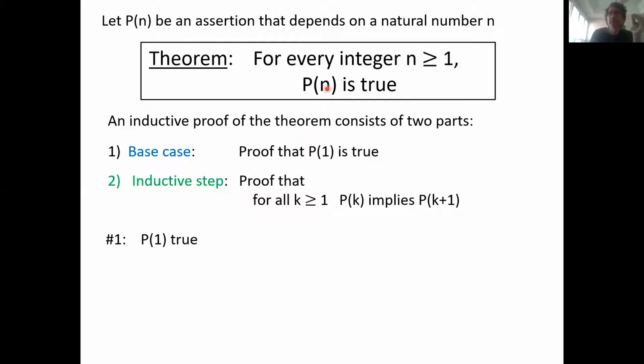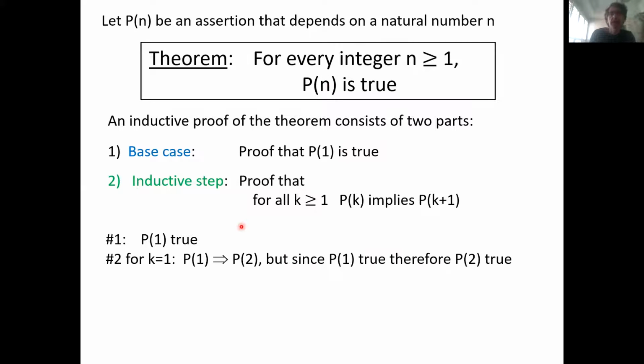So let's first ask, have we proven that P holds about n equal 1? Yes, of course, in this part. Now, have we proven that P holds about 2? Well, in this part, we have proven that for any k greater than or equal to 1, P(k) implies P(k+1). So instantiate this statement with k equal 1. Then in particular, it means that P(1) implies P(2). But we already know that P(1) is true, right? We proved it in the base case.